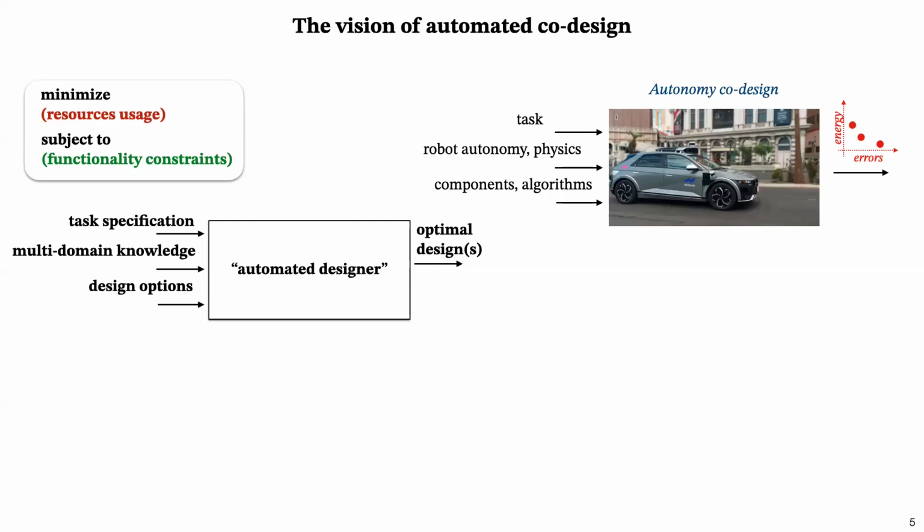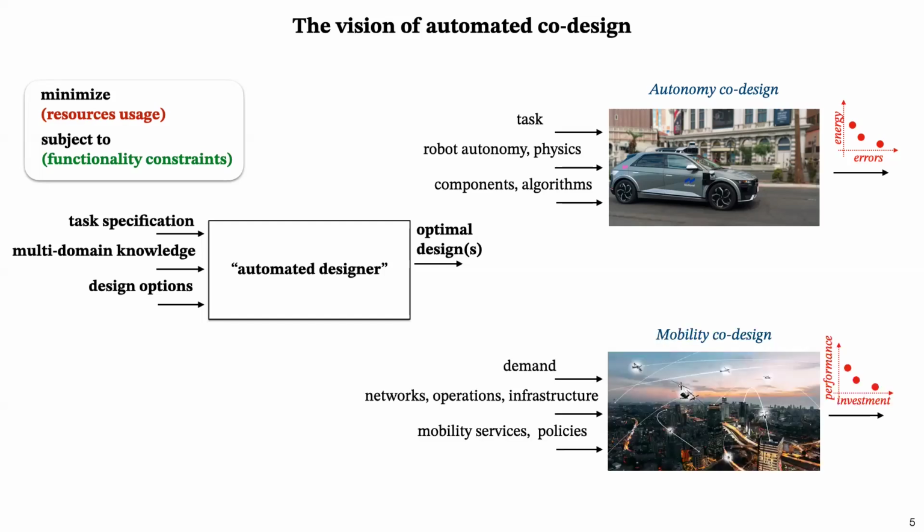Let's be more concrete. For autonomous vehicles, I would like to take a way to specify tasks. For instance, the distribution of scenarios my vehicle will encounter, specify robot autonomy as physics principle, and specify the actual things I want to design. So for instance, components, algorithms, where to place a sensor, these kind of decisions. And now optimal decisions should come out, and those will be typically trade-offs. So one thing I want to mention here today, I will insist a lot on going away from the single objective mentality and think about trade-offs.